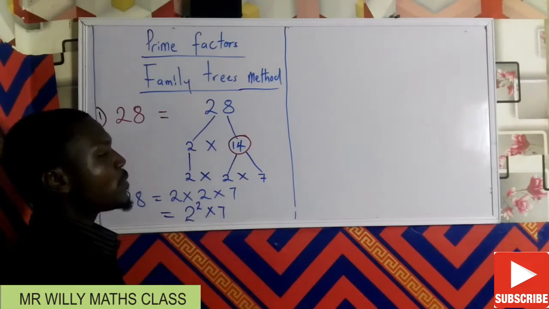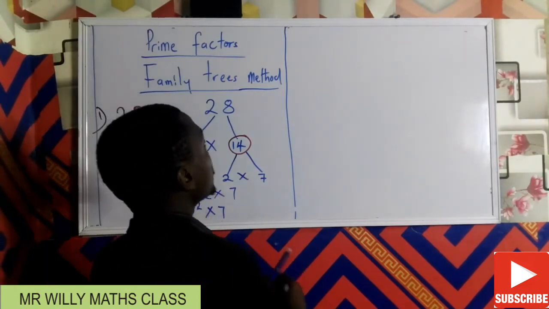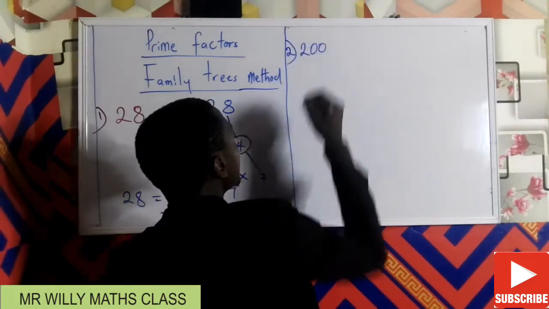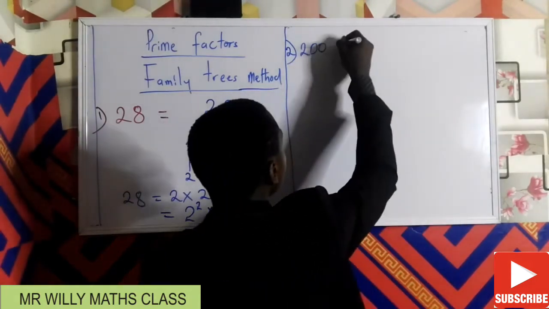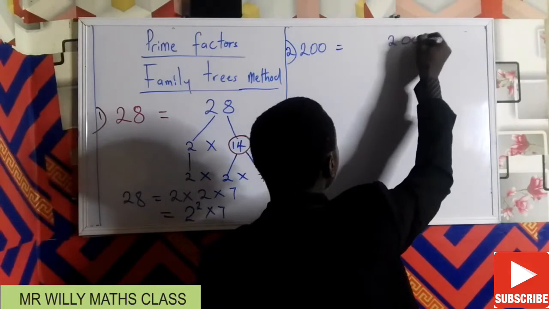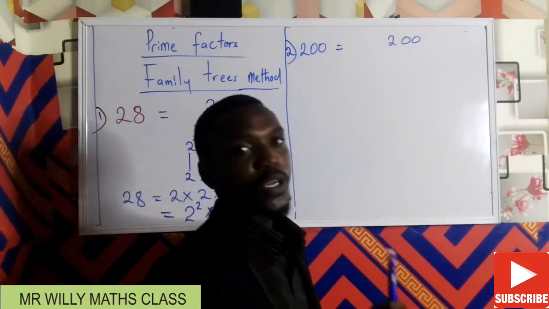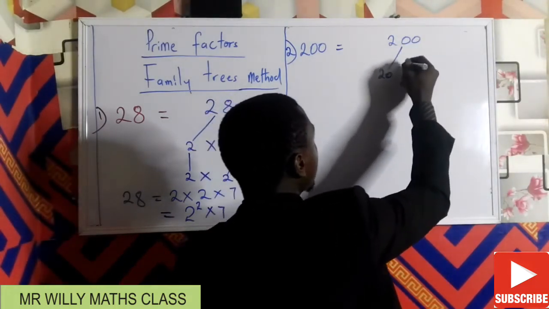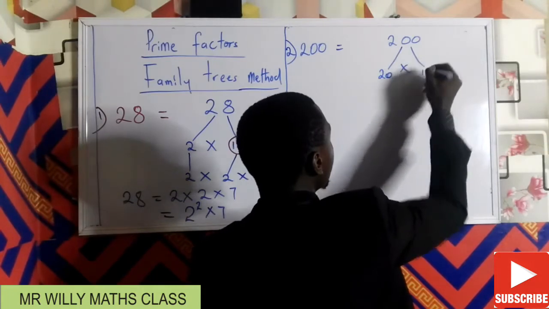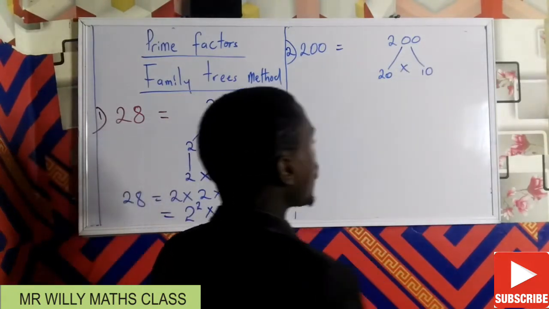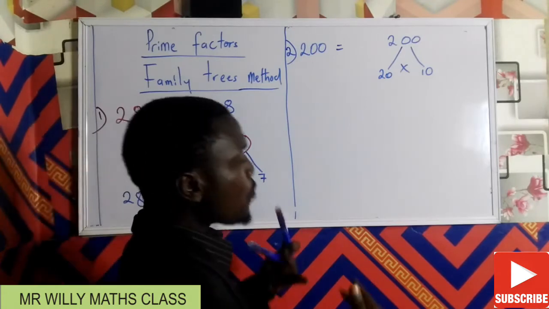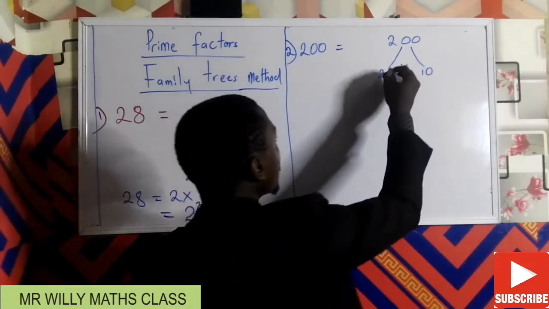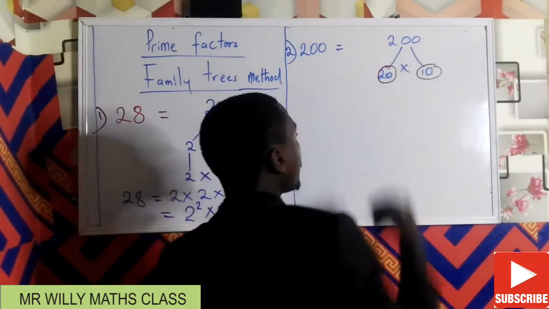And let's use the family tree method to solve for the prime factors of this number. Let's assume that you are asked to find the prime factors of 200 using the family tree. The first thing is that you write that number out. After writing the number out, you think of two numbers that if you multiply will give you 200. 20 times 10 will give you 200. But if you look at both 20 and 10, they are not prime factors. That means that you have to look for two numbers that if you multiply together will give you 20. Then you look for another two numbers that if you multiply together will give you 10.